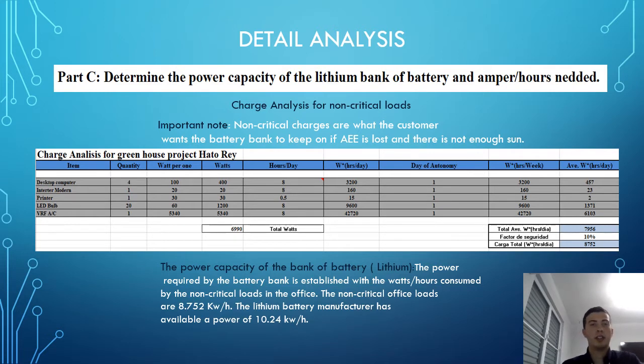In part C, we're going to determine the power capacity of the lithium battery and the ampere hours needed. To determine the battery, we first have to make the charge analysis for non-critical loads. The non-critical loads are what the customer wants the battery bank to keep on if AEE is lost and there is not enough sun. This is the new charge analysis for determining the battery.